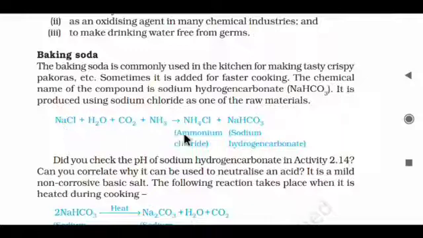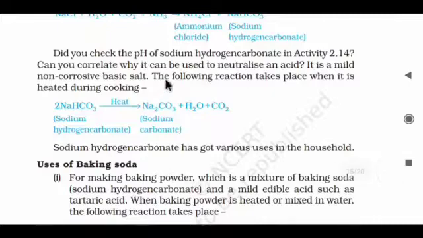How can you form sodium bicarbonate or sodium hydrogen carbonate? Here NaCl plus H2O, as we did in the earlier activity, but the extra components are CO2 plus NH3, carbon dioxide plus ammonia. Through the reaction of these four reactants, you will find the formation of two products, NH4Cl and NaHCO3. Here our product, sodium bicarbonate or sodium hydrogen carbonate, is formed.